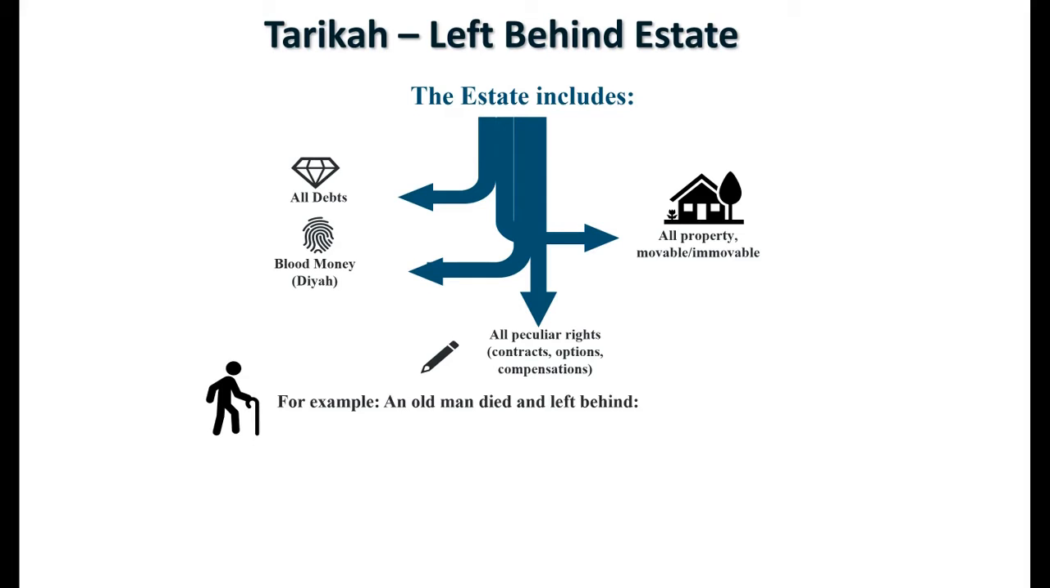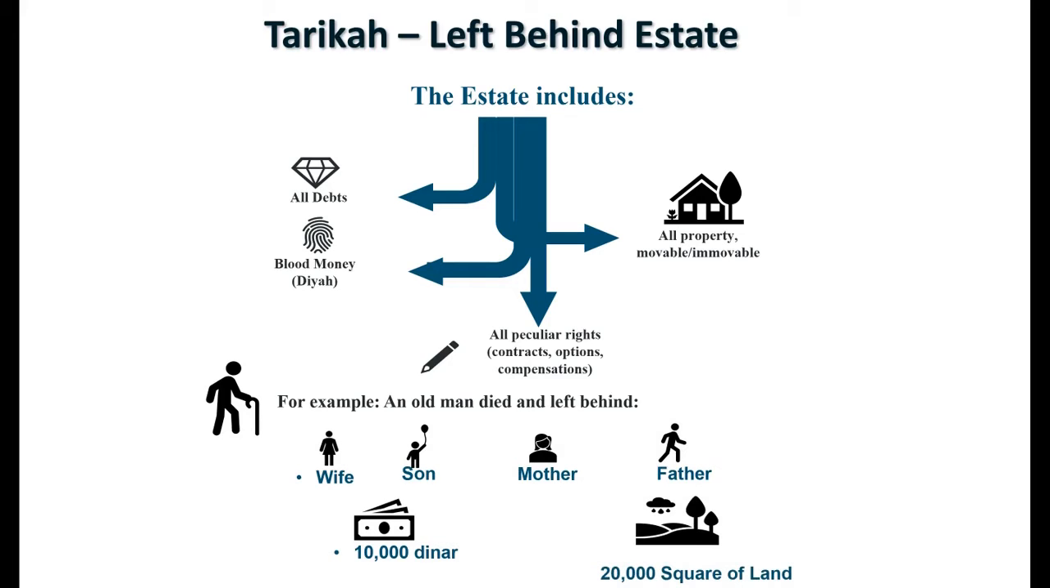For example, an old man died and left behind a wife, son, mother, and a father. He also left behind 10,000 dinar and 20,000 square of land. We're going to work out how much each person is going to get in the 10,000 and the 20,000 of land.